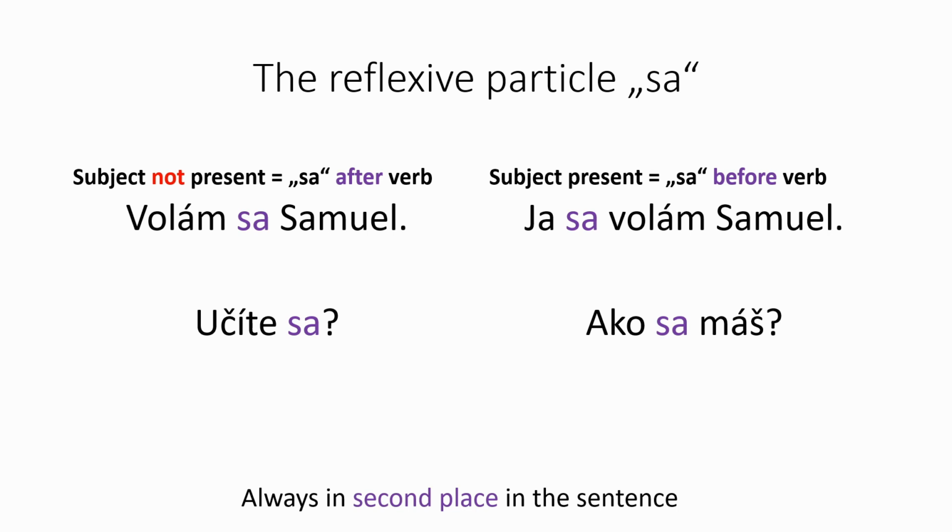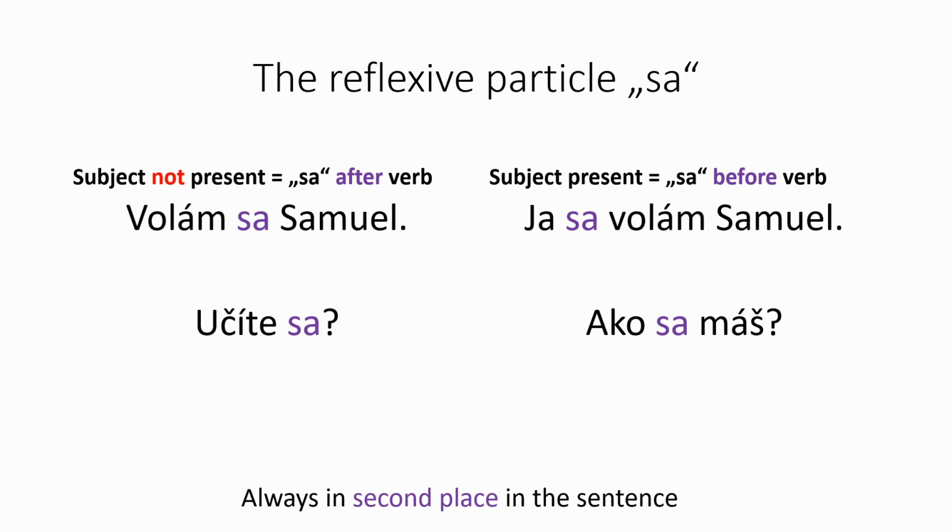So let's look over the two cases. The particle sa will always be after or before the verb. It will never be separated from the verb because it's a part of the verb. There are two cases then. Before the verb, after the verb. So when is it after the verb? First of all, in the infinitive.